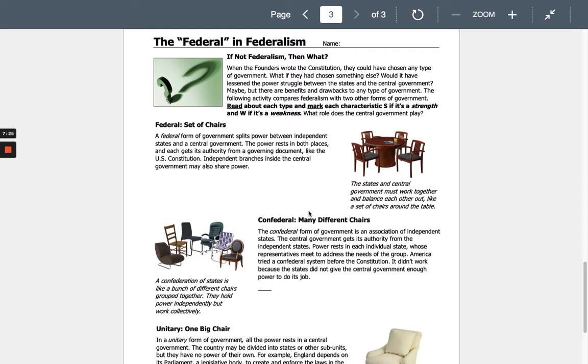Confederal, many different chairs. The confederal form of government is an association of independent states. The central government gets its authority from the independent states. Power rests in each individual state, whose representatives meet to address the needs of the group. America tried a confederal system before the Constitution. It didn't work because the states did not give the central government enough power to do its job. A confederation of states is like a bunch of different chairs grouped together. They hold power independently, but work collectively.